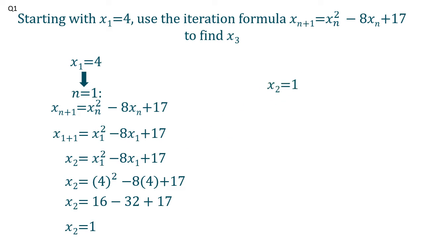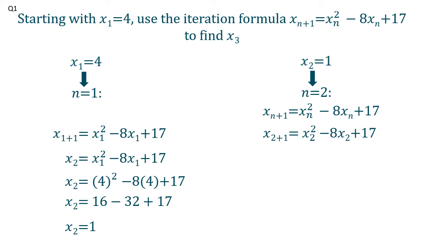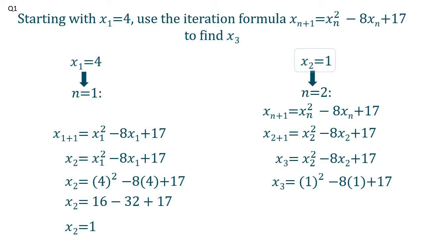Starting again with x2 equals 1, we now use n equals 2. Substitute all the n's for 2 in the iteration formula. We know 2 plus 1 equals 3, so we can see that we're calculating x3. We've already found that x2 equals 1, so we can substitute that in. Calculating 1 minus 8 plus 17, we get x3 equals 10.